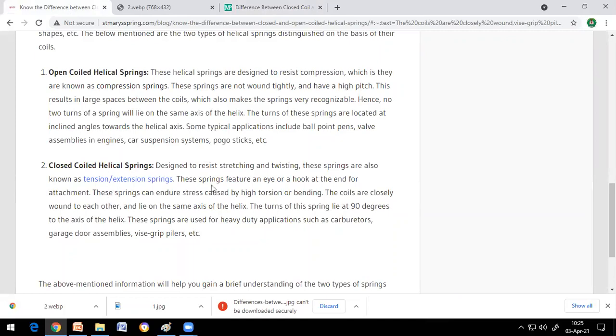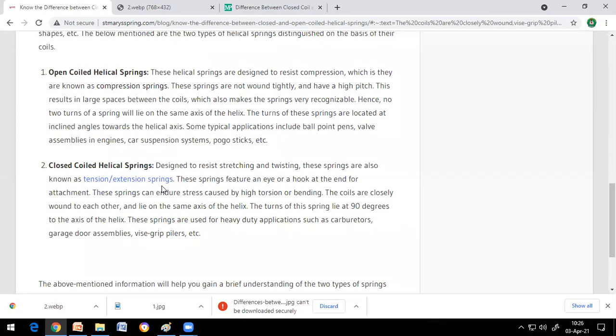The closed coil helical spring is defined as one that resists stretching and twisting. These springs are also known as tension or extension springs. So the springs which we have discussed till now are all known as tensile or extension springs, or torsional springs, where it's going to carry majorly tensile forces. Even the problem which we did yesterday, that problem also related to a member subjected to tension, isn't it?